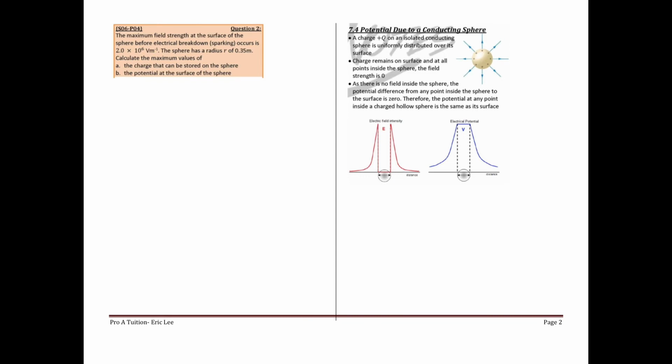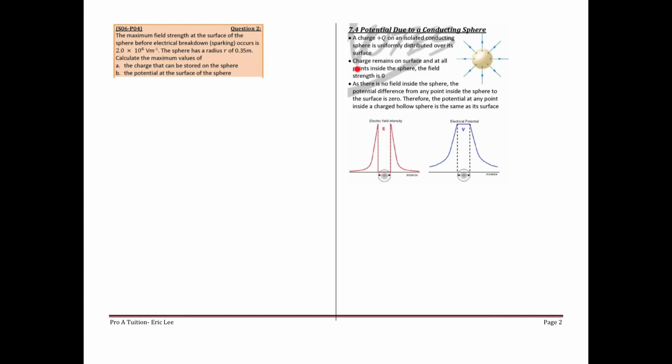A charge positive q on an isolated conducting sphere is uniformly distributed over its surface. So that means the charge positive q, this is the charge. They are distributed everywhere uniformly around the surface. Okay, so that's the statement.